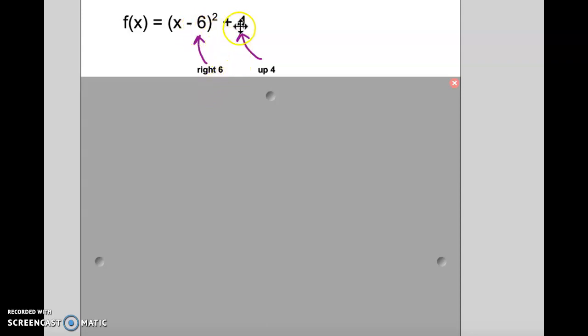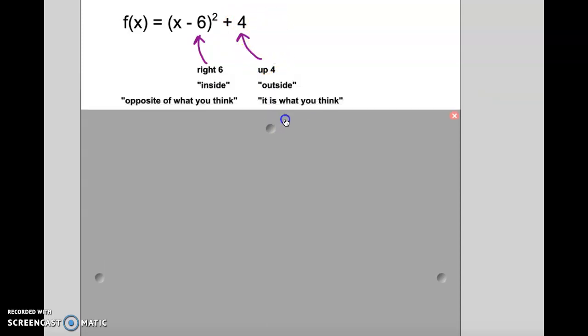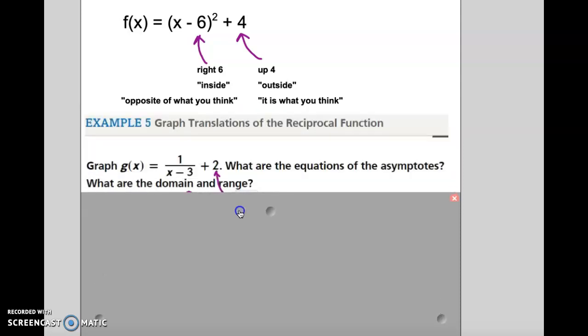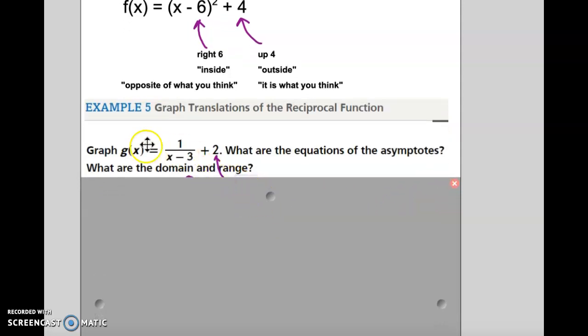And the outside number, the 4, moves vertically, so that goes up 4. Okay, so that's just some notes to remember and use when we go and graph reciprocal functions, because it's a very similar process. Okay, so this is the function that I want to graph now. I want to graph g of x equals 1 over x minus 3 plus 2.